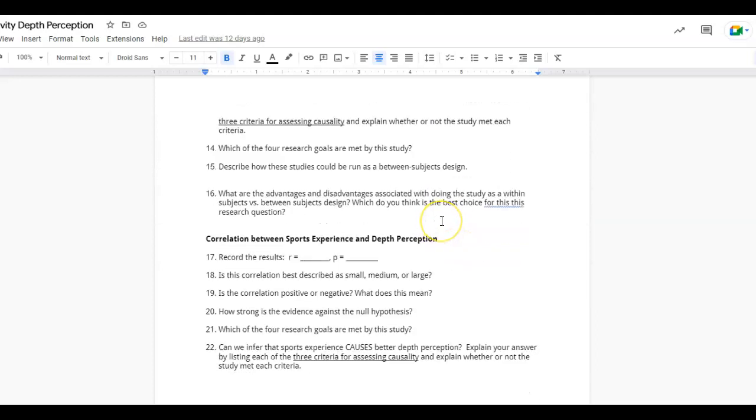All right, next question is, which of the four research goals are met by this study? So the four goals we have are describe, explain, predict, and control. Okay. So in general, with experimental studies, we're trying to explain and control, right? In this case, I guess it's both technically, where we're trying to explain that our depth perception is better with two eyes than with one eye, and we demonstrate that empirically. And we can also change people's depth perception by changing how many eyes they're doing it with. That's sort of a level of control.